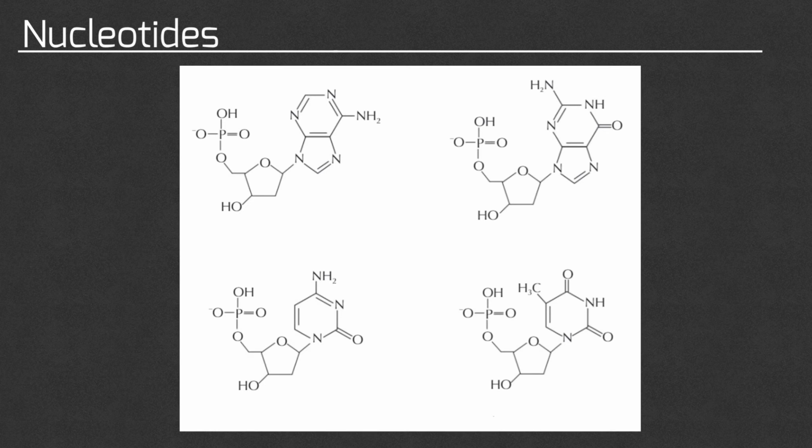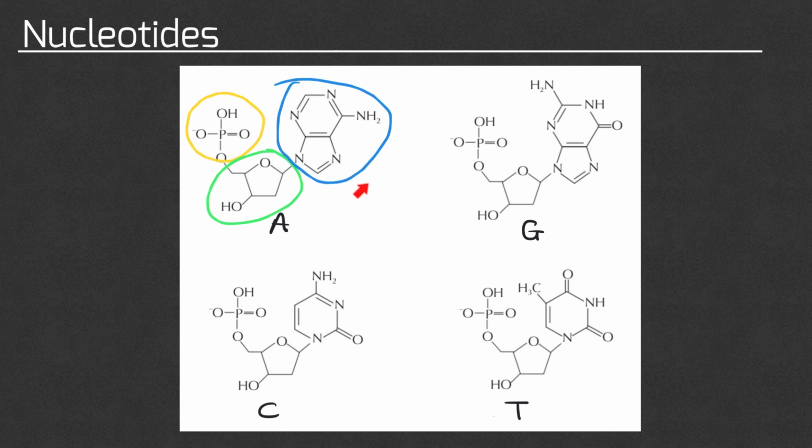These are the 4 different nucleotides. We've got the adenine nucleotide, the guanine nucleotide, the cytosine nucleotide, and the thymine nucleotide. Each nucleotide is made up of the 3 parts we looked at earlier on. So we've got the phosphate group up here. We've then got the 2-deoxyribose sugar here. And we've got the base here.